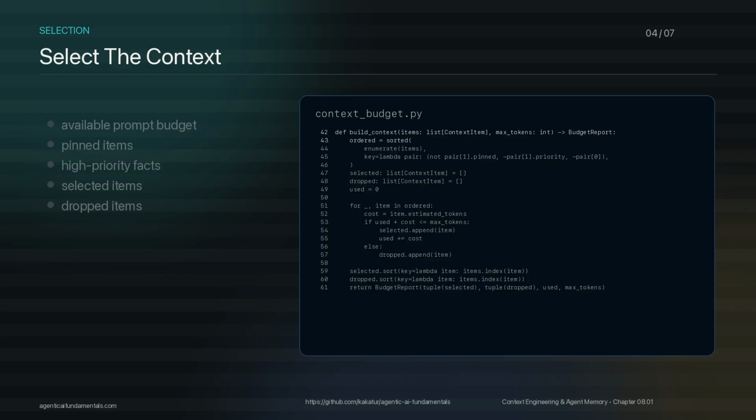Once the available prompt budget is known, context selection becomes a ranking problem. Pinned items come first because the agent cannot safely answer without them. High priority facts come next. The function stores chosen items in the variable selected and excluded items in the variable dropped, then returns both groups. That detail matters. If the answer is wrong later, you need to know whether the model saw the refund policy, the user's latest request, and the relevant ticket. A missing fact is not model judgment. It is an input problem.